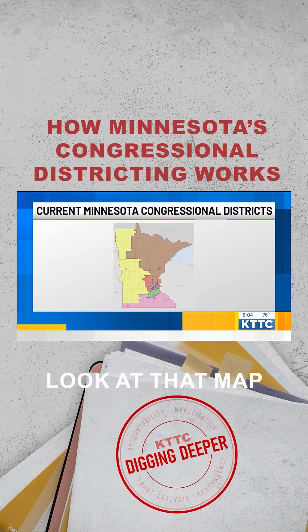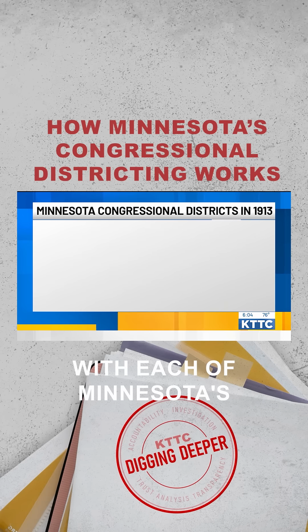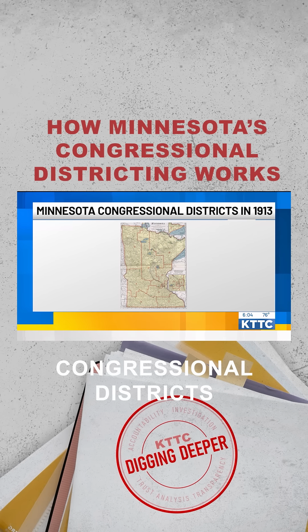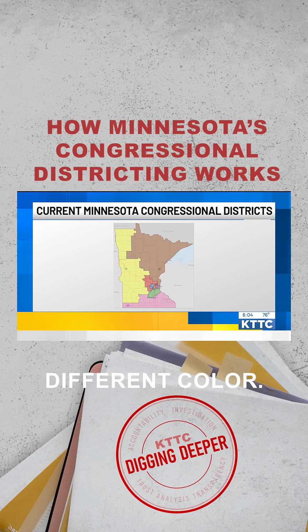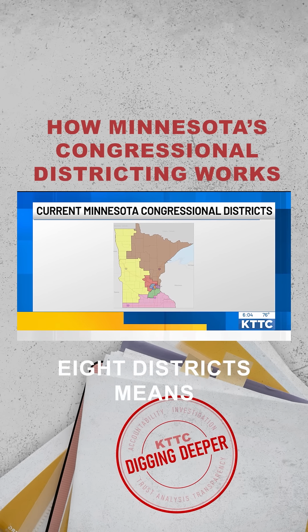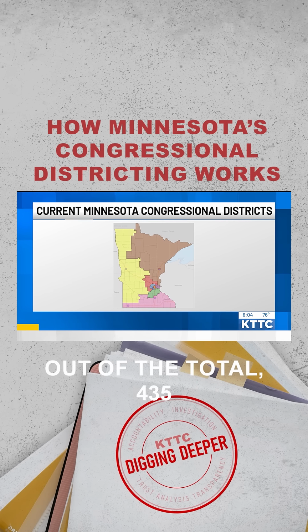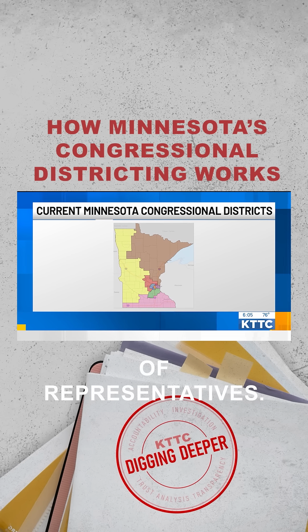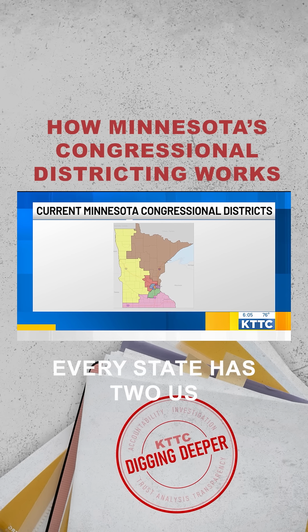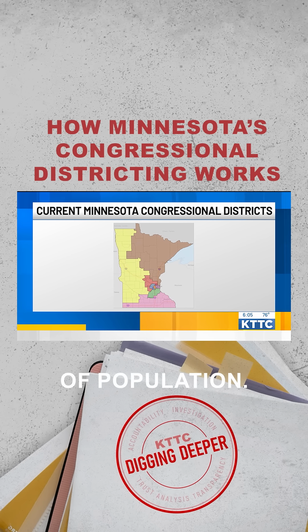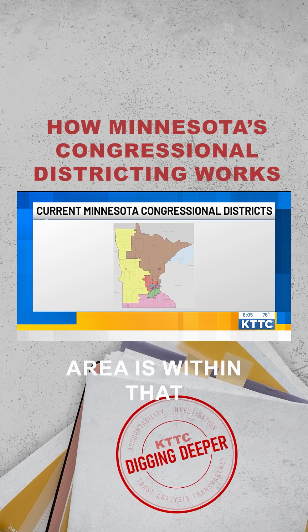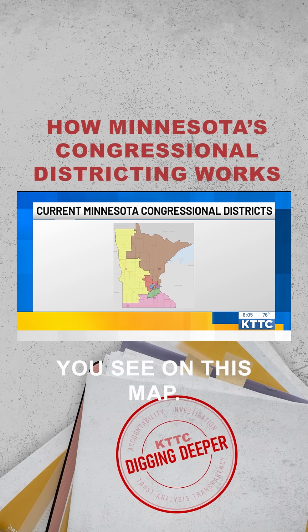Here's a look at that map with each of Minnesota's 8 congressional districts featured in a different color. 8 districts means we have 8 members in Congress, as in 8 votes out of the total 435 in the U.S. House of Representatives. Remember, every state has 2 U.S. senators regardless of population. KTTC's Minnesota coverage area is within that pink color you see on this map.